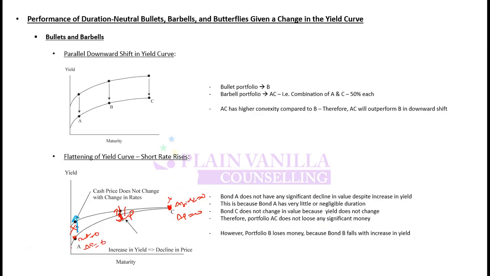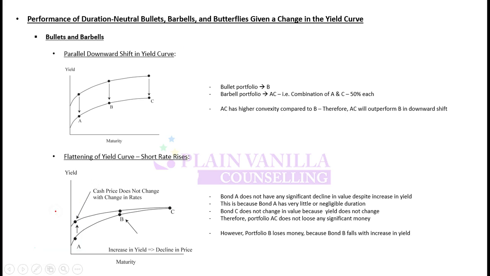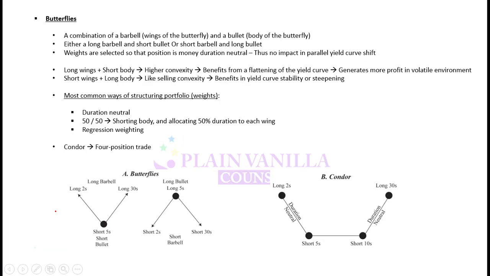So this is about bullets and barbells. That is the performance of duration neutral bullets, barbells and butterflies given a change in the yield curve. Now another case could be of butterflies. What is a butterfly? It is a combination of a barbell and a bullet portfolio. So what does it do? Either take a long position in barbell and short in bullet, or short in barbell and long in bullet.